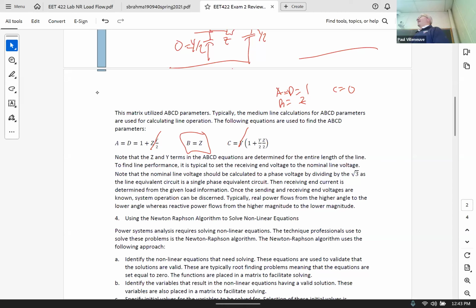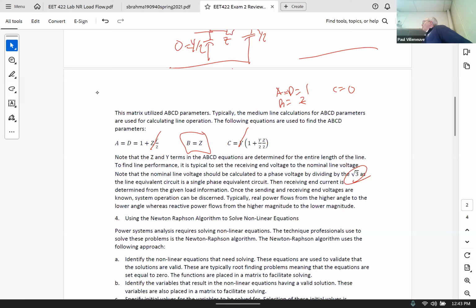Most of the time, that means dividing your voltages by the square root of 3. Do not forget the square root of 3. So highlight that fact, because that's a very common mistake. A bunch of folks did that on the test. I want to see square root of 3s there.